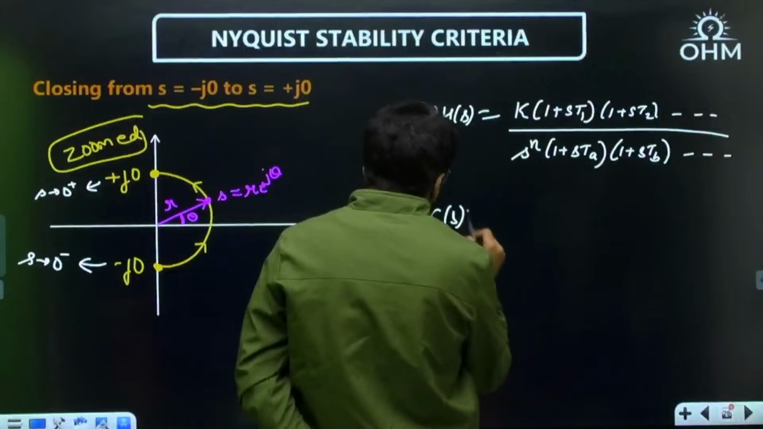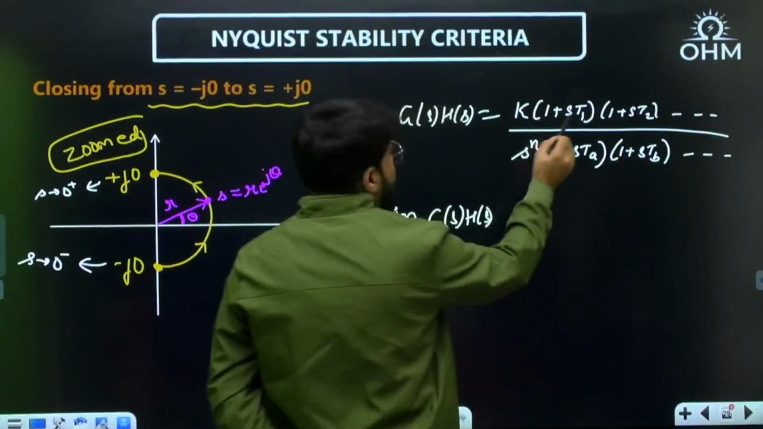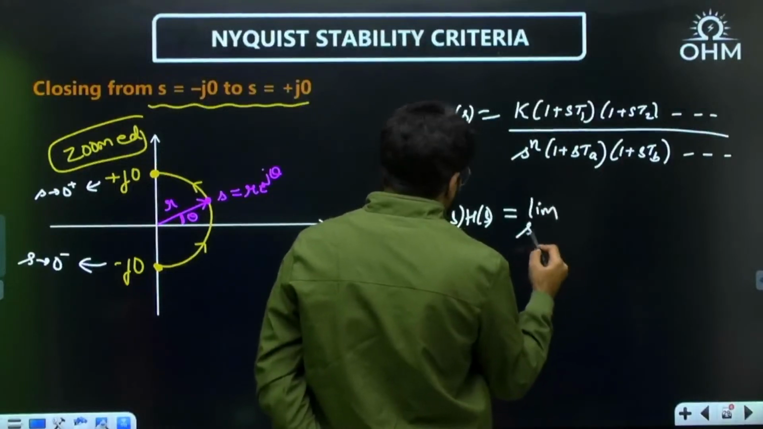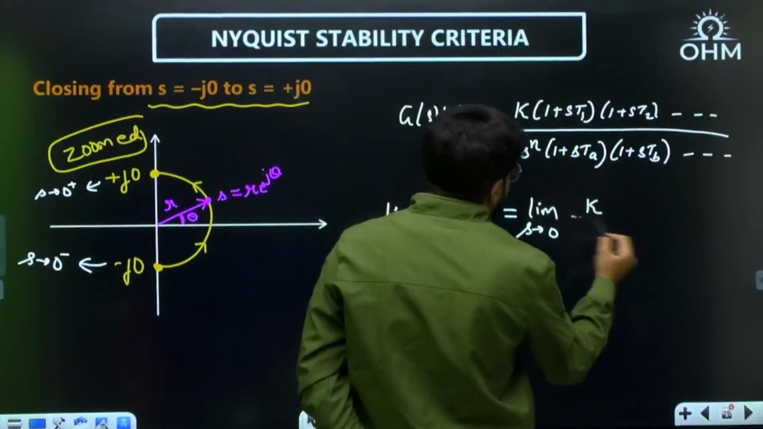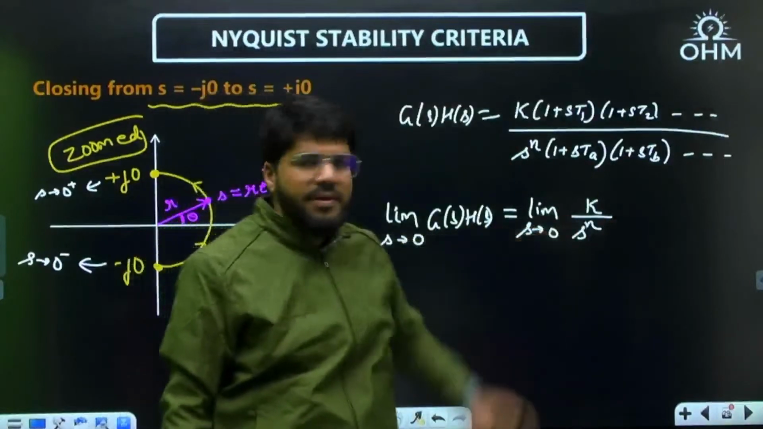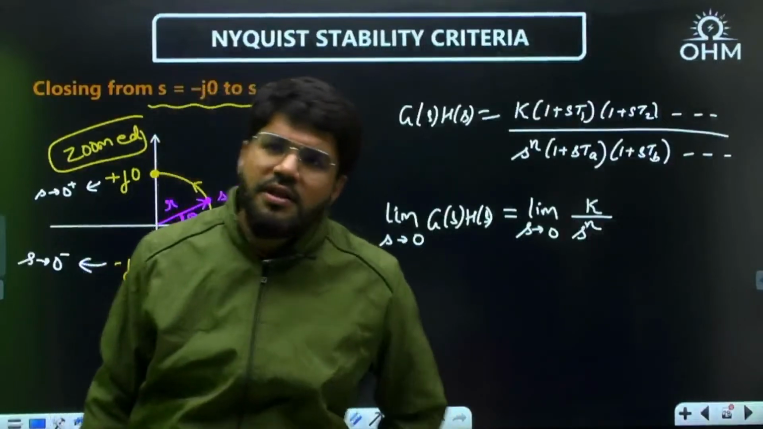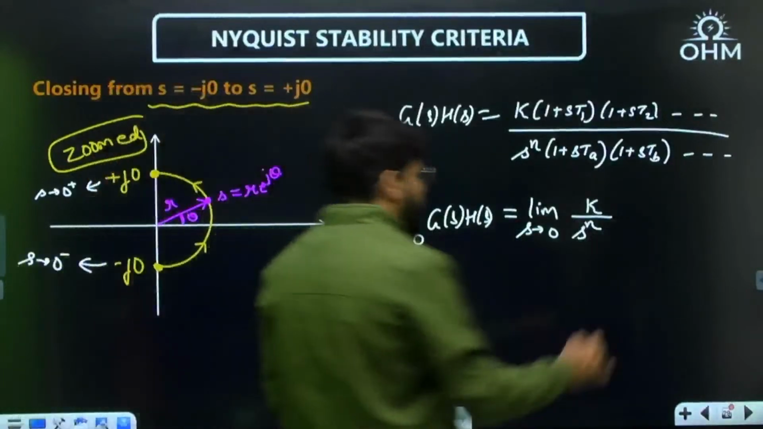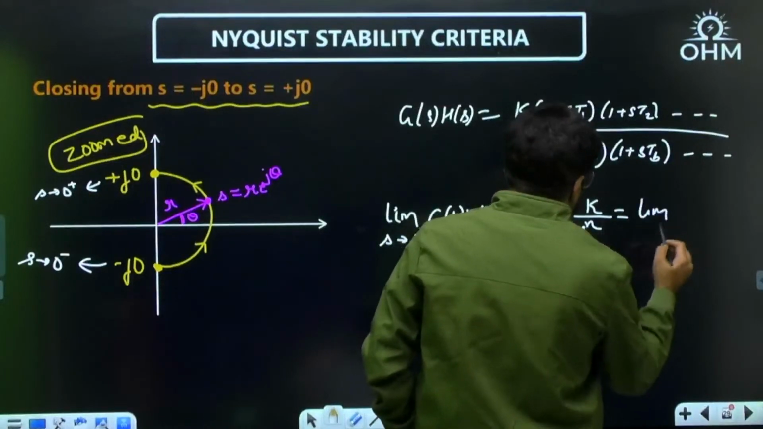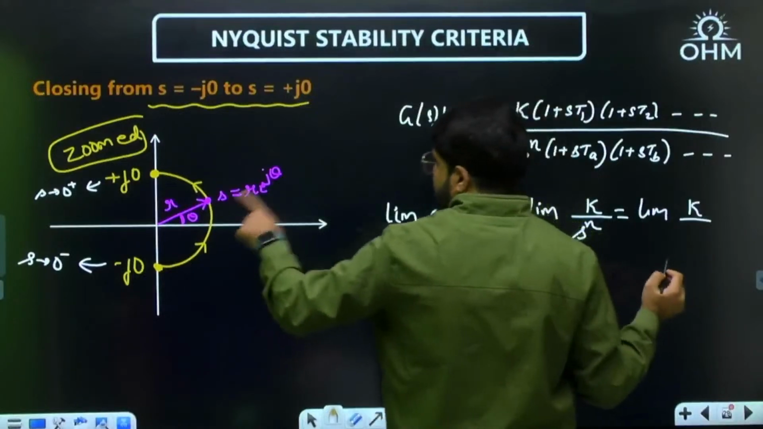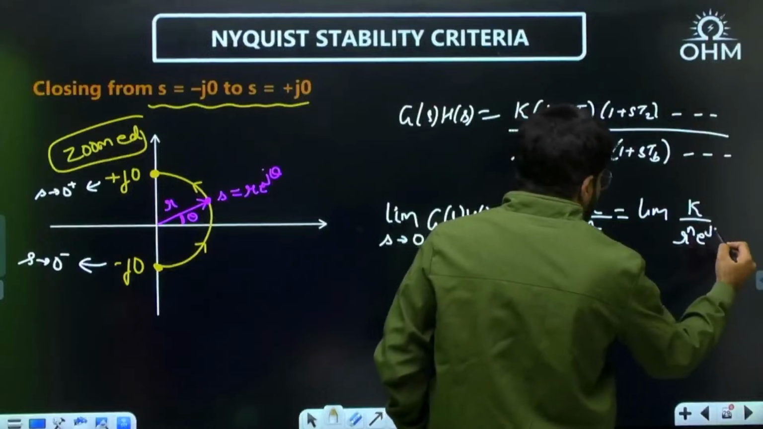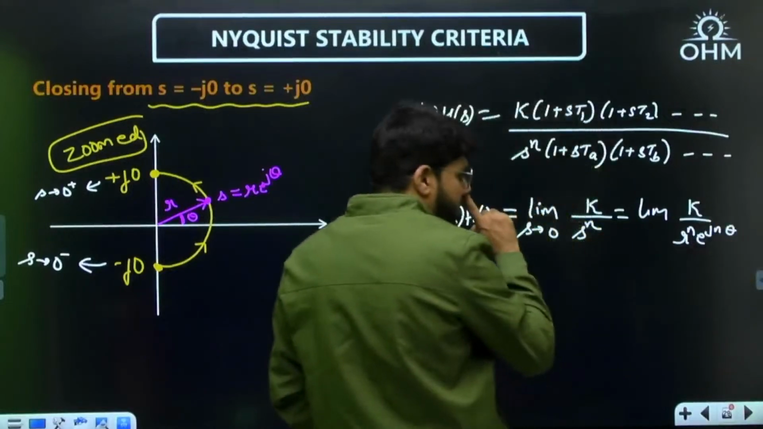So if s is tending to 0, 1 plus sT, 1 plus 0, will be 1. So what is the only term that is going to be left? Limit s tending to 0, only some K upon s power n. This is the only thing that can trouble you, because if s is 0, the denominator is 0 and the value of the function can be undefined. So now this is equal to limit K upon s power n. If s is R e power j theta, it becomes K upon R power n e power j n theta.